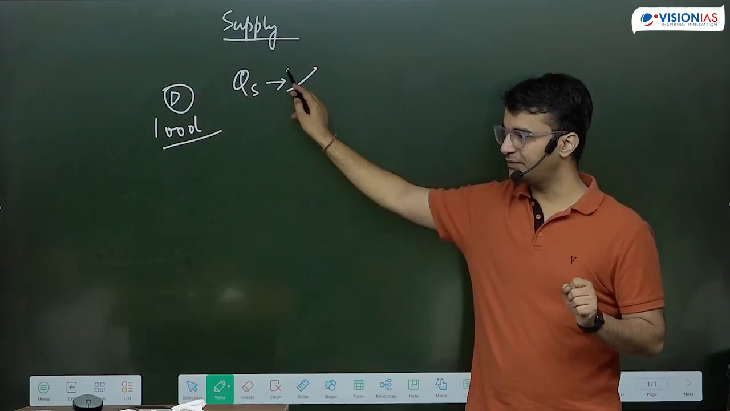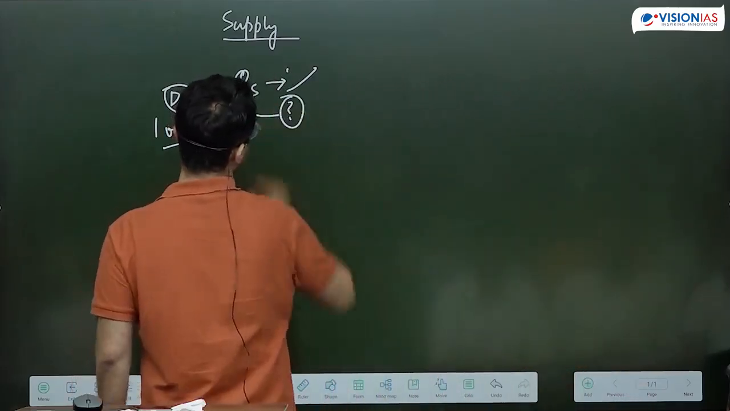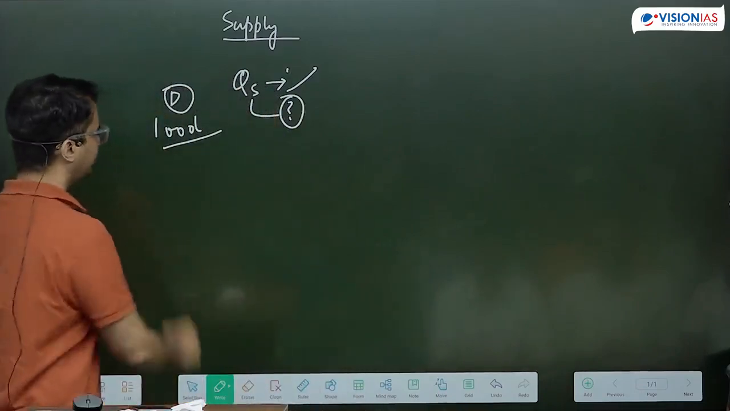Clear है सबको क्या है quantity supplied? The next part is obviously on what factors does quantity supplied depend upon. We have 5 producers.